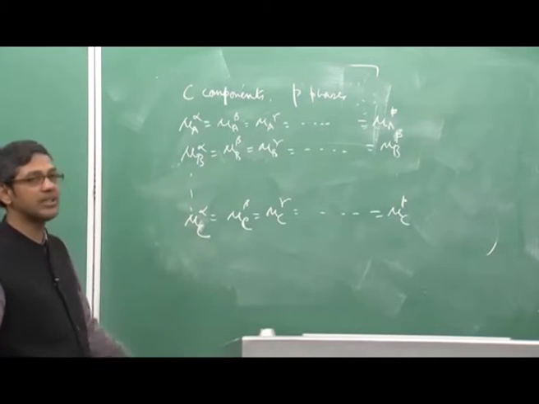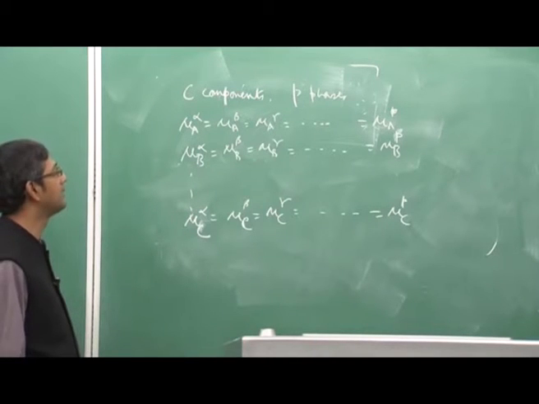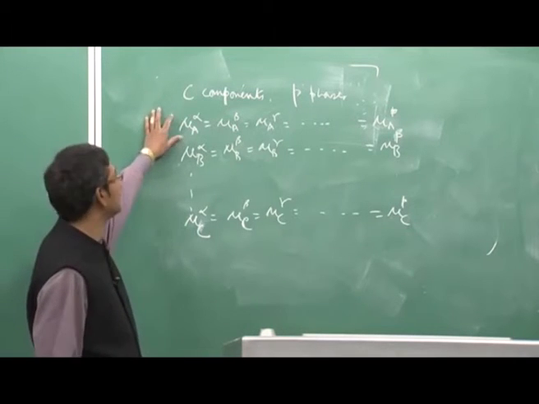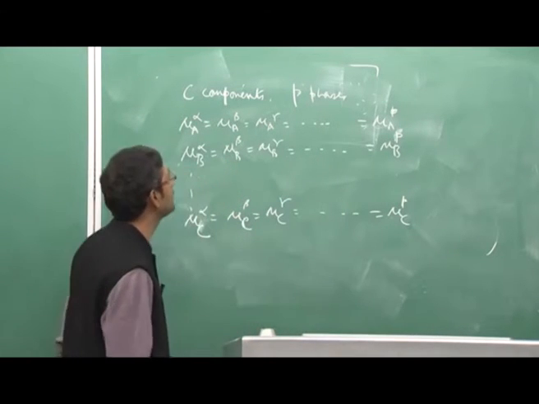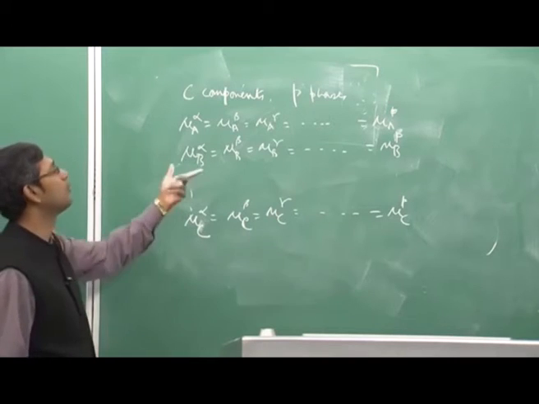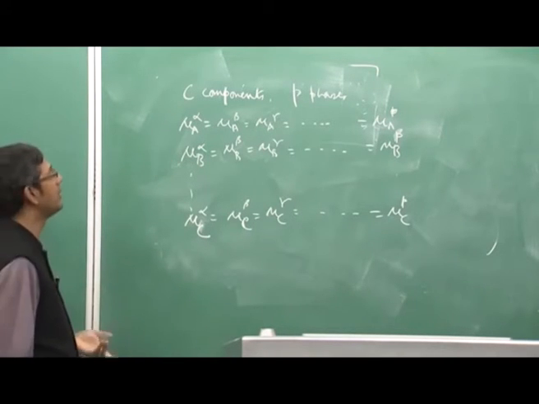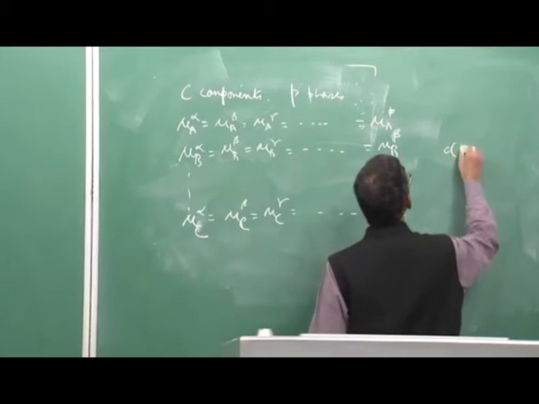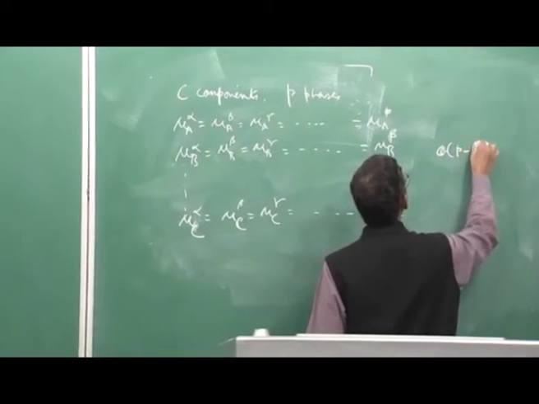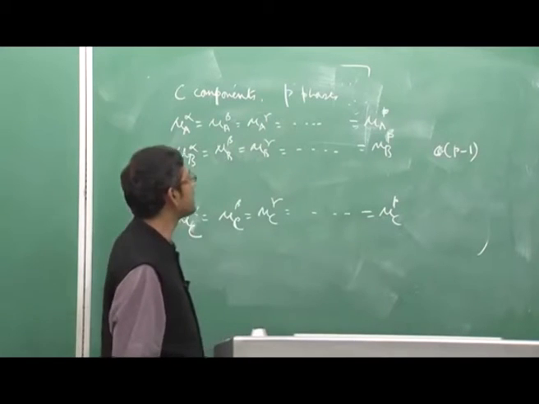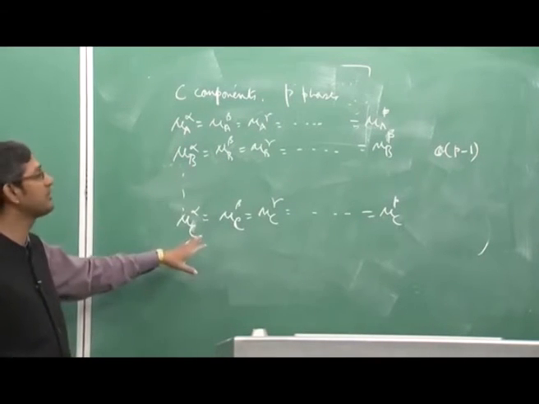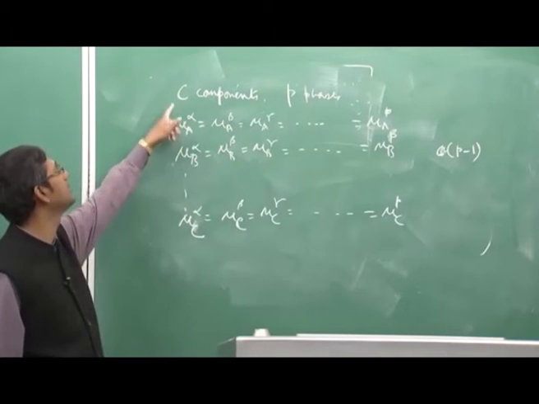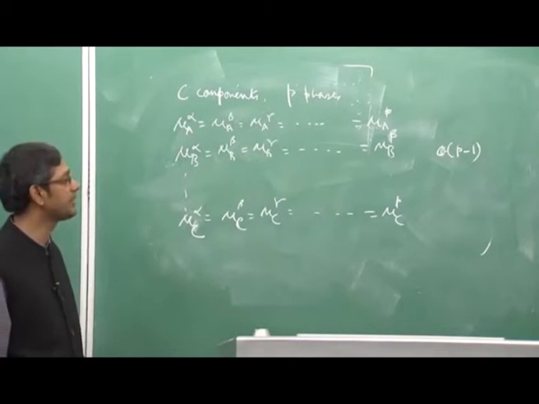So, how many equations are there? Any idea? Very difficult, right. Let us consider this one. In one row how many equations are there? P minus 1, because one equation is irrelevant. So, there are C rows, therefore the total number of equations is C into P minus 1. So, that means the total number of equations which are to be satisfied for a C component system with P phases is C into P minus 1.